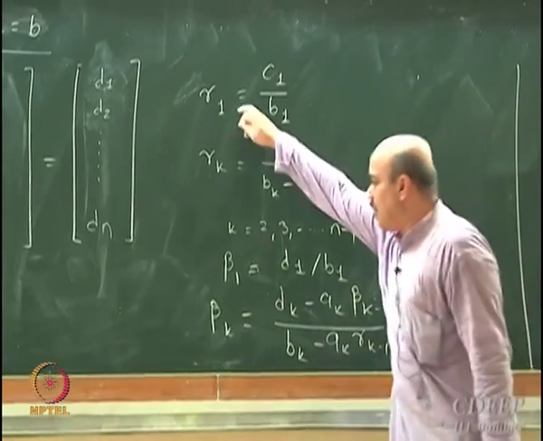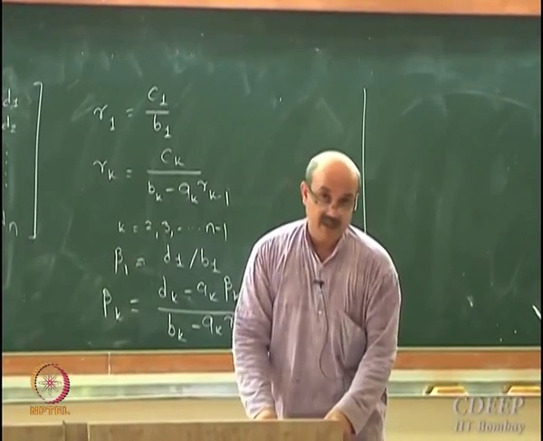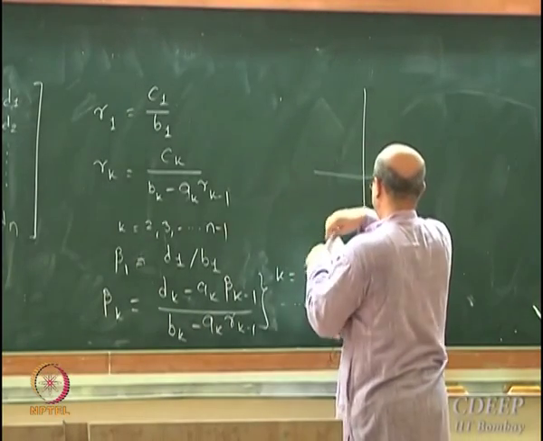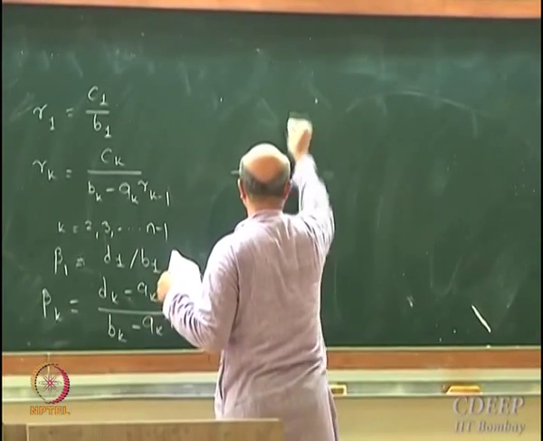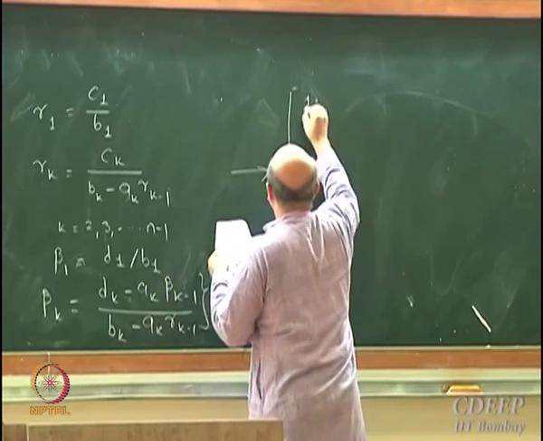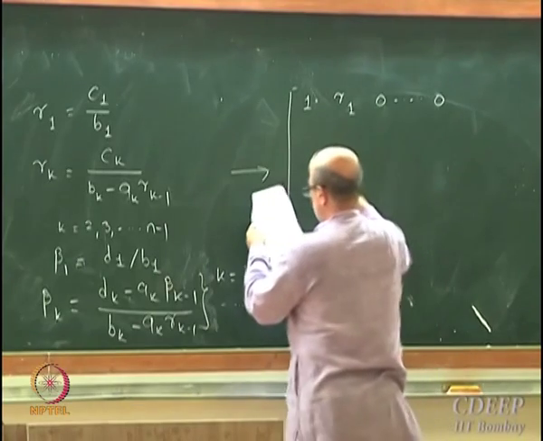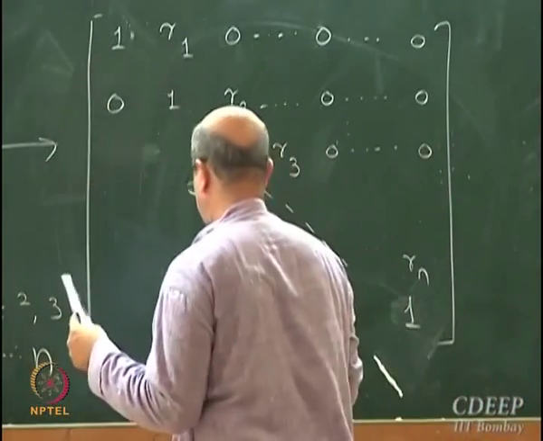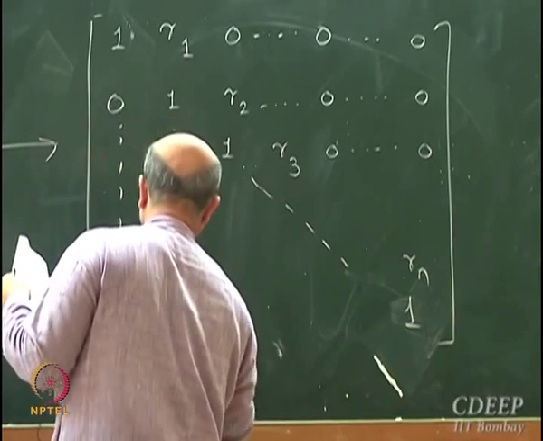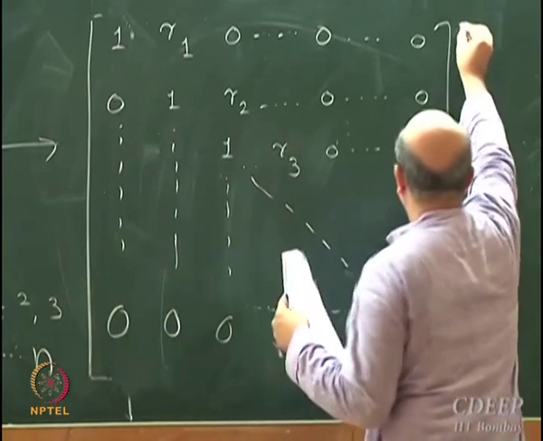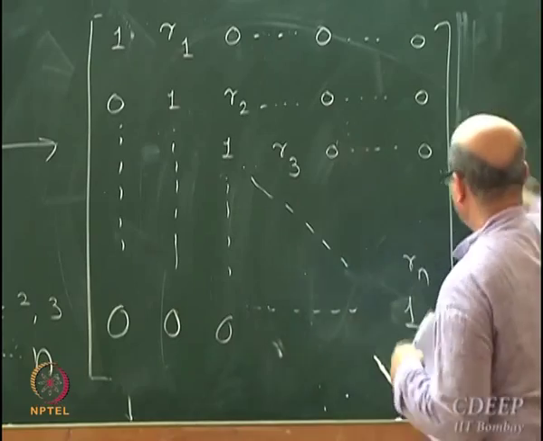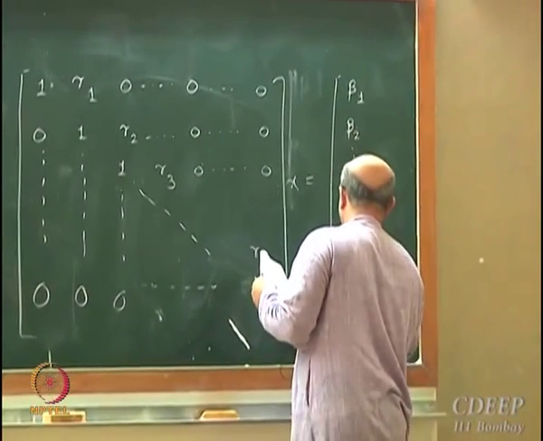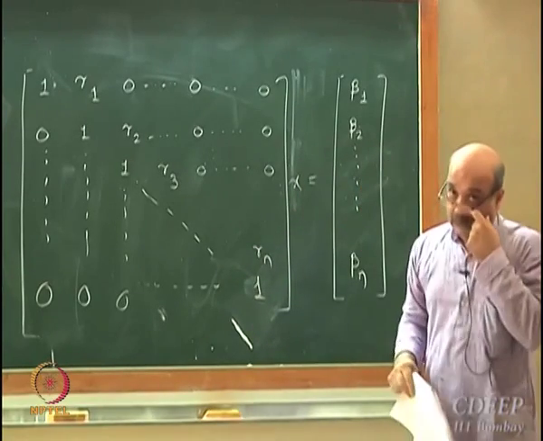Okay, and these gamma and beta are the elements which appear in the new matrix. After doing these operations, I am going to get this new matrix, which will look something like this: 1 gamma 1 0 0, 0 1 gamma 2 0, and so on. Of course, you have this vector X here, and the right hand side is beta 1, beta 2, up to beta n.